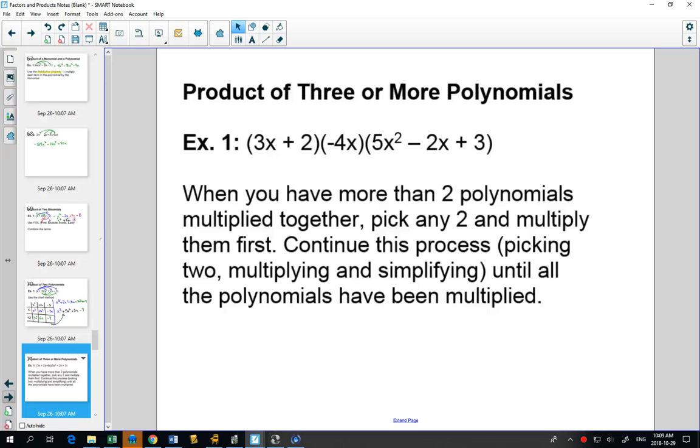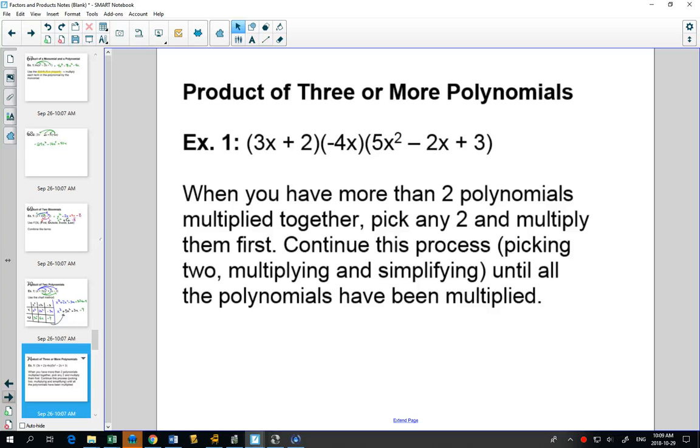Three or more polynomials. This is where we do show our work. It is not easy to do this all at once. There's not good ways to do arrows all at once. And so what we end up doing is choosing two of them, hopefully the easiest two, and multiply those first. So basically just break it down into two. Then once you've got two, then you do it again.